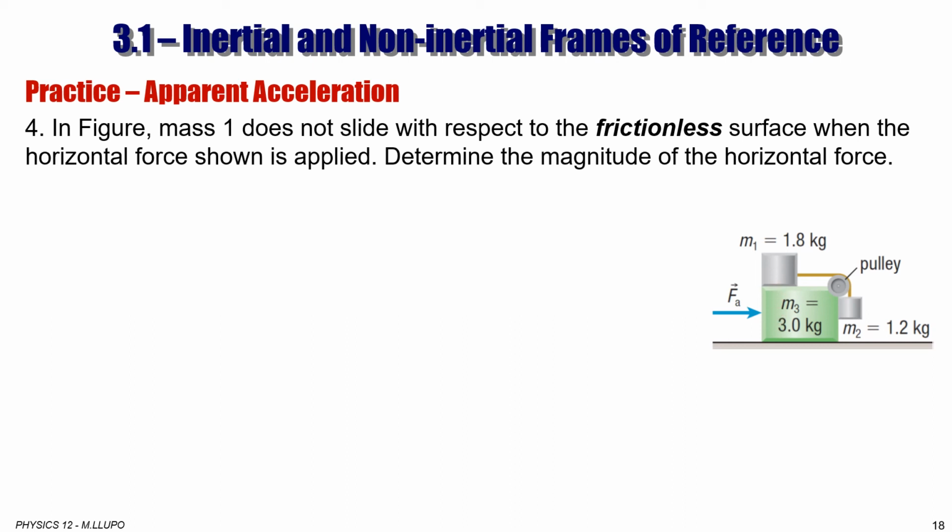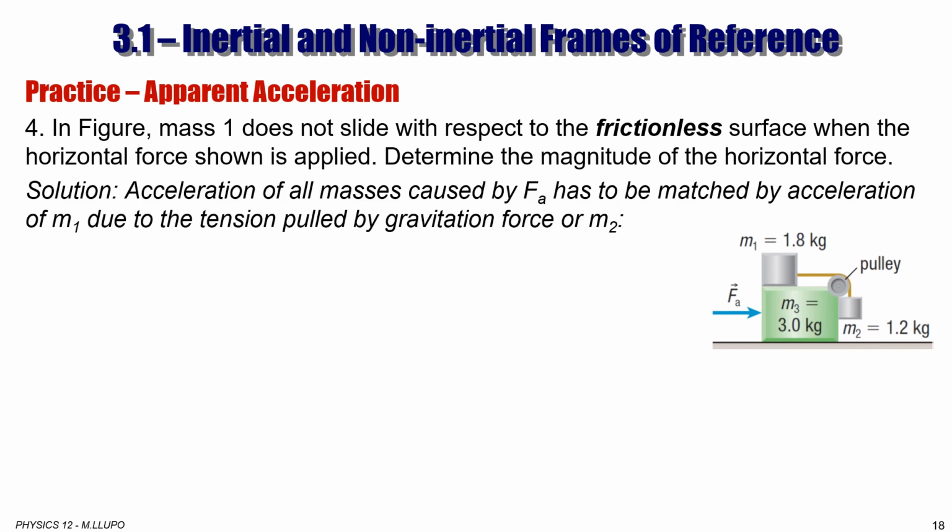So mass 1 does not slide with respect to a frictionless surface when the horizontal force shown is applied. Determine the magnitude of the horizontal force. So, what we have here, the solution for this is how to match the acceleration of all masses caused by an applied force Fa with the acceleration of m1 due to a tension pulled by a gravitational force of m2.